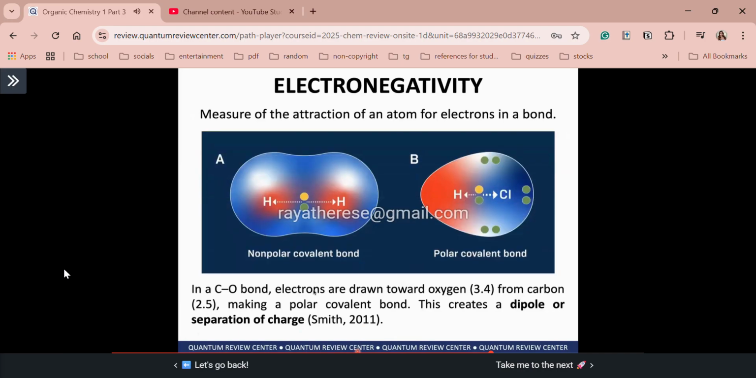So for another visualization technique, see, for a non-polar covalent bond, the electrons are almost shared equally here in the electron density map of your HH bond. Particularly for your polar covalent bond, as you can see, your electrons are attracted to the more electronegative chlorine atom. Class, again, this is just a brief recall of your electronegativity.